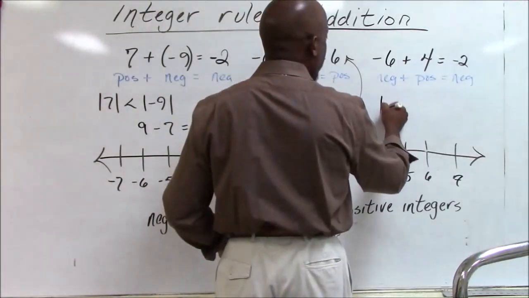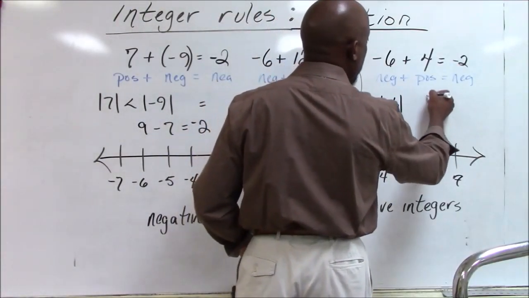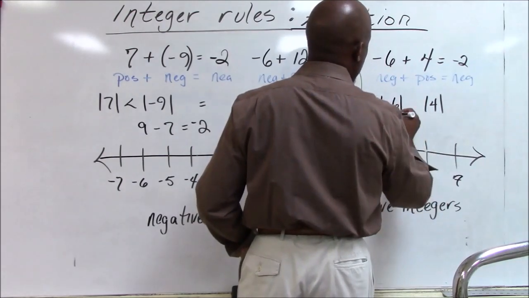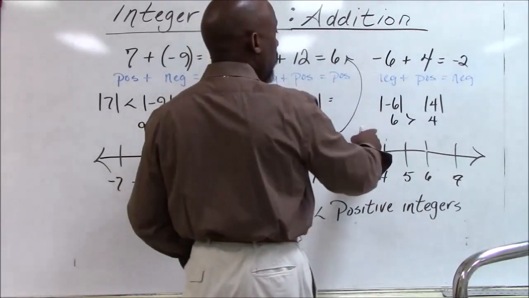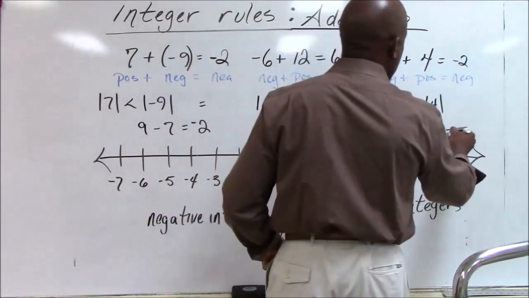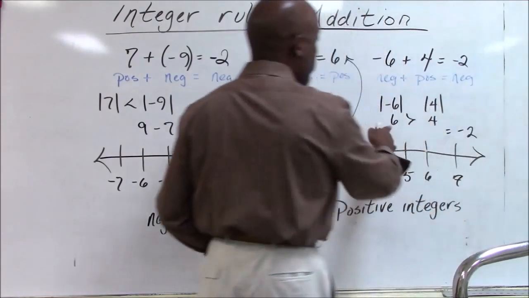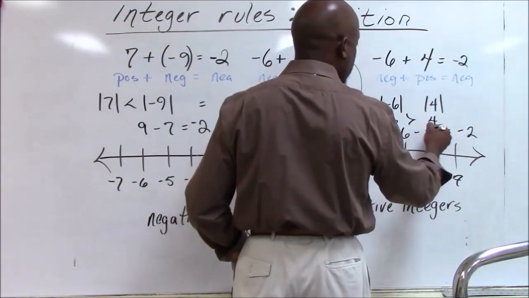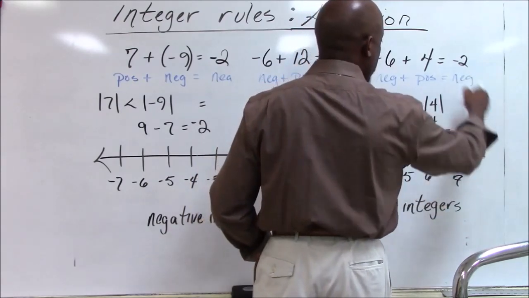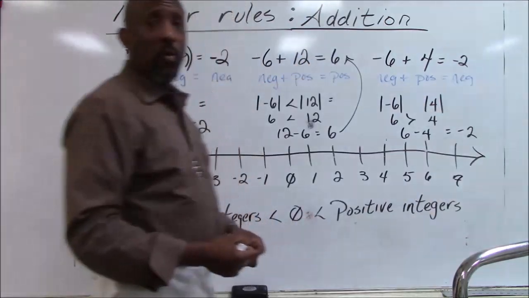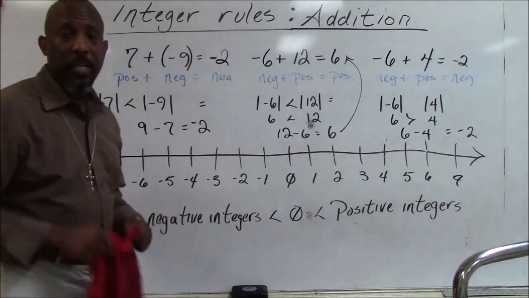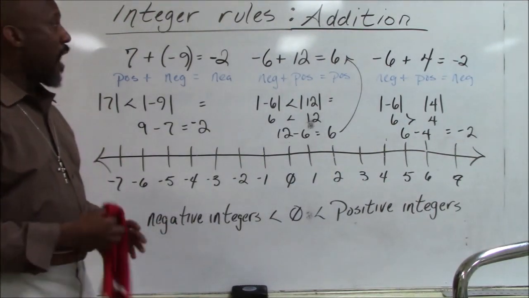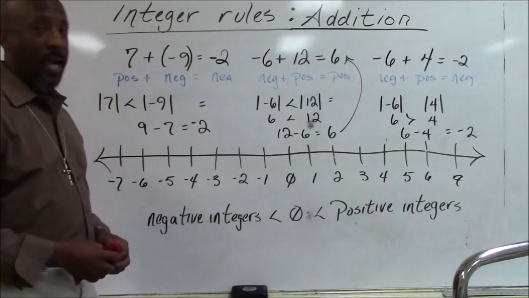I'm going to compare the absolute value of my negative 6 and the absolute value of 4. The absolute value of negative 6 is 6, and 6 is greater than 4. My 6 was originally negative, so I know my answer has to be negative. I take the greater number and I subtract the lesser number. 6 minus 4 equals 2. My answer is going to be negative 2. The rule is keep the sign of the higher absolute value, then you subtract. When adding different integers, you keep the sign of the higher absolute value, then you subtract.